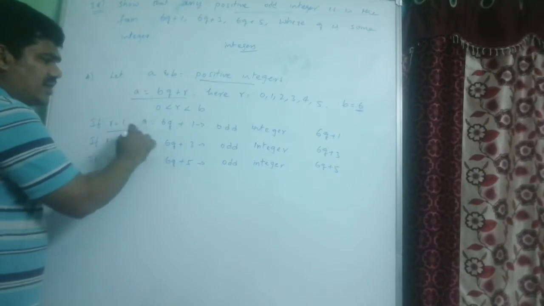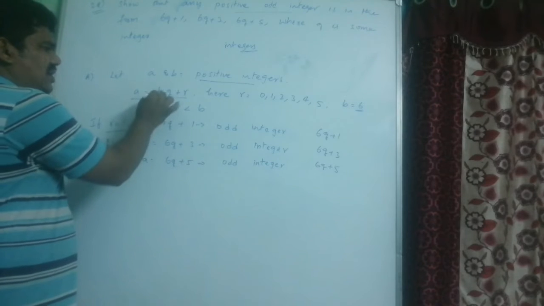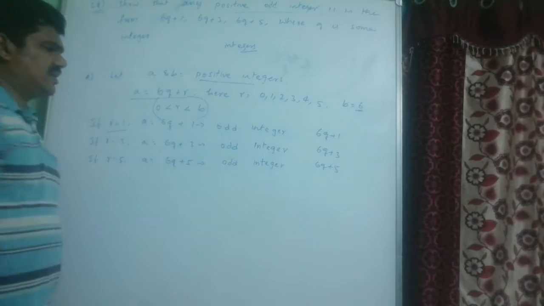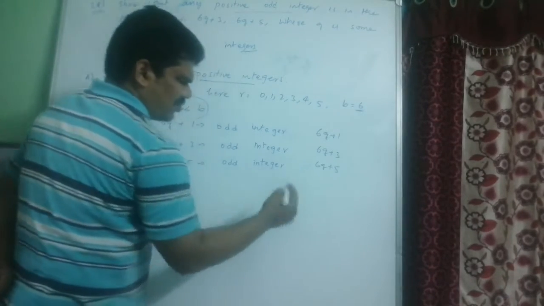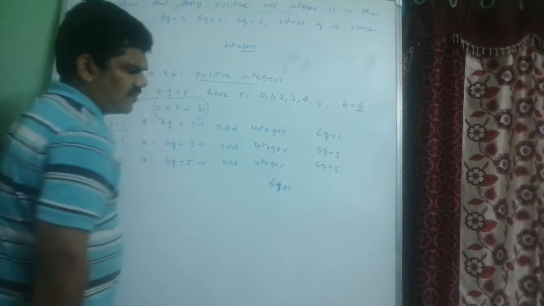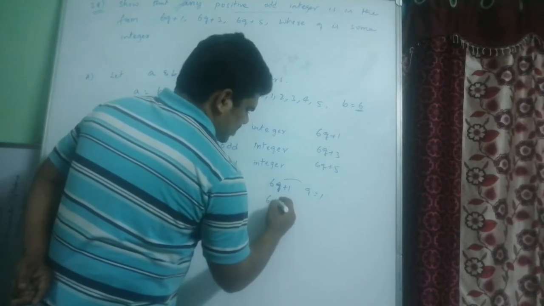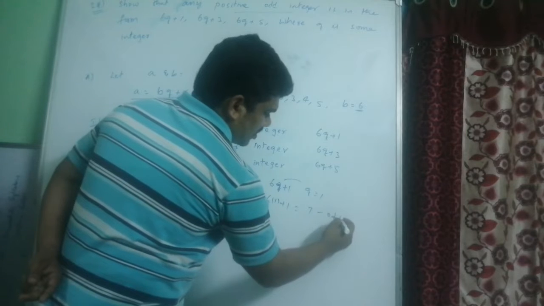So first we take R equal to 1. Then A equal to 6q plus 1, because A equal to BQ plus R, with B value 6 and R value 1. So this is an odd integer, 6q plus 1. Can we check whether 6q plus 1 is an odd integer or not? For example, if q value is 1, 6 into 1 plus 1 is 7. This is an odd number.